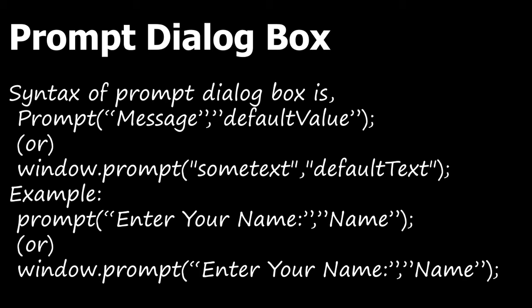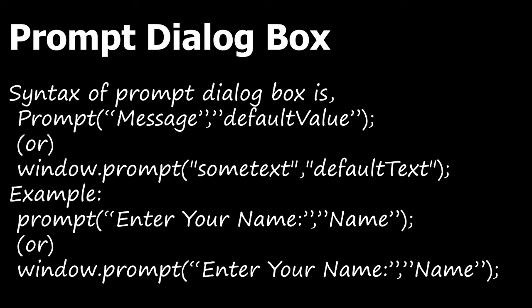That means this dialog box has two buttons, that is OK and cancel. If the user clicks on OK button, the prompt will return the entered value from the text box, and if the user clicks on cancel button, the prompt will return null, nothing, right? So let's see the syntax for this.